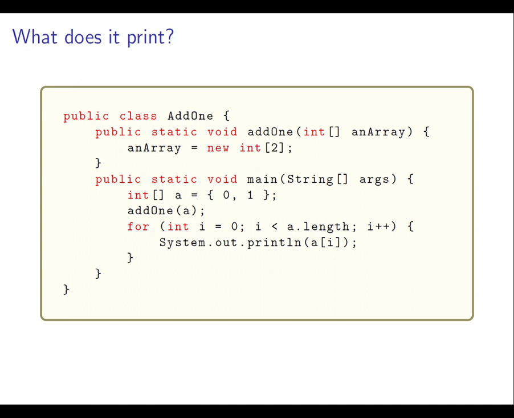Now what about this variation? So here we've got the main function just as before, but this time the body of add1 has changed. Add1 now has the body, it's going to set an array to be a new integer array of size 2. What does this do? Well, in this case, that makes no change to the array. So this prints 0, 1, just like the initial values of the array, because what happens in add1 this time is that a new array is allocated, no change is made to the array that was passed in.